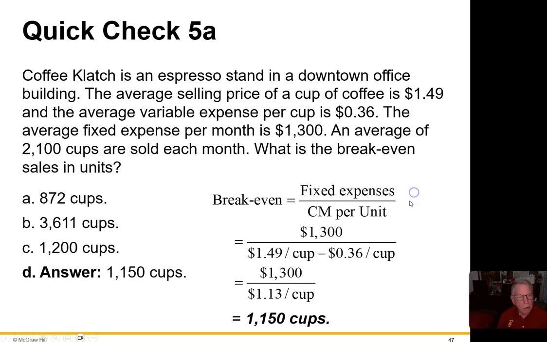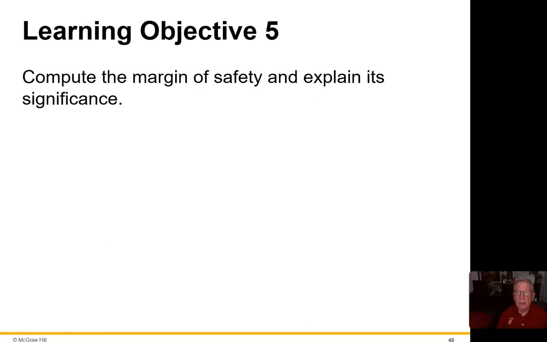So here's exactly what they did. Break-even point, fixed cost divided by contribution margin per unit. Here's our fixed costs. Here's the contribution margin per unit, which is $1.13. We divide that into $1,300 fixed cost, and that gives us 1,150 cups. And you can see that each time we sell a cup of coffee, we make a contribution to that fixed cost of $1.13. Okay, important calculation.